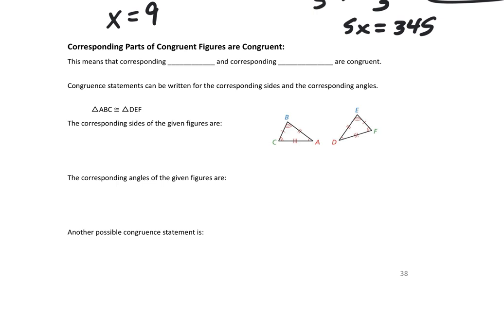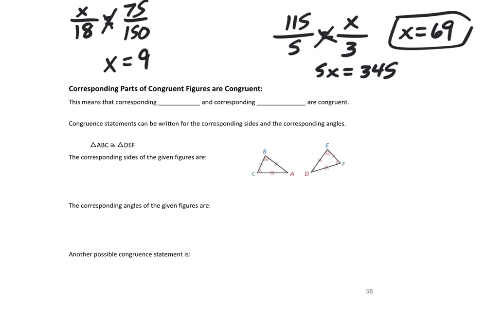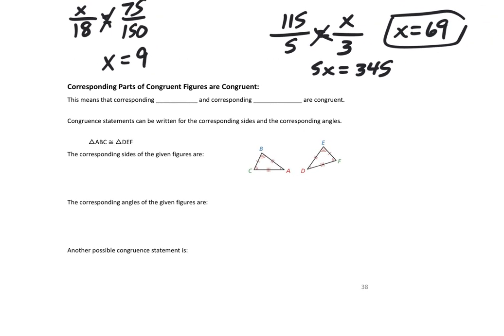Except today we're going to look at parts of a figure. Corresponding parts of a figure are congruent. So if we say that corresponding parts of congruent figures are congruent, this means that corresponding sides and corresponding angles are all congruent.